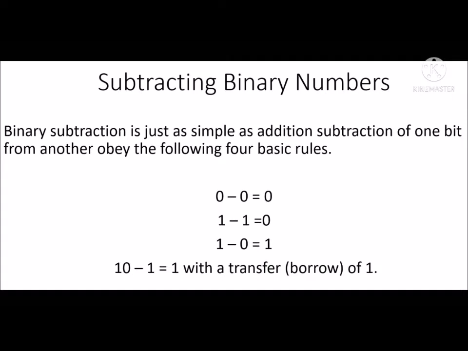Subtracting binary numbers. Binary subtraction is just as simple as addition. Subtraction of one bit from another obeys the following four basic rules. 0 minus 0 is equal to 0, 1 minus 1 is equal to 0, 1 minus 0 is equal to 1, and 10 minus 1 is equal to 1 with a borrow of 1.